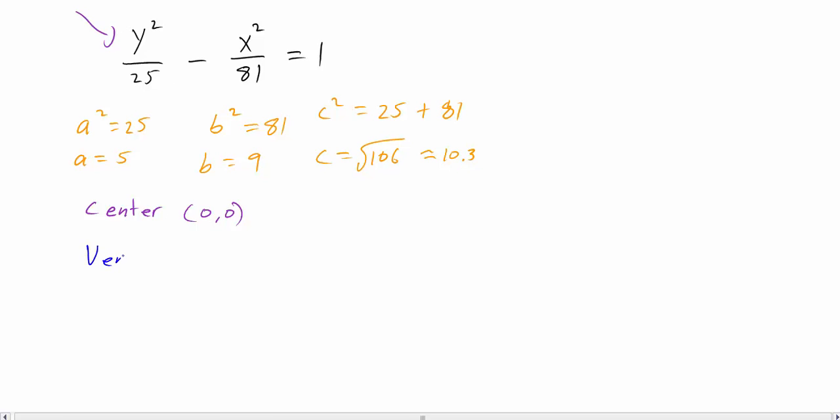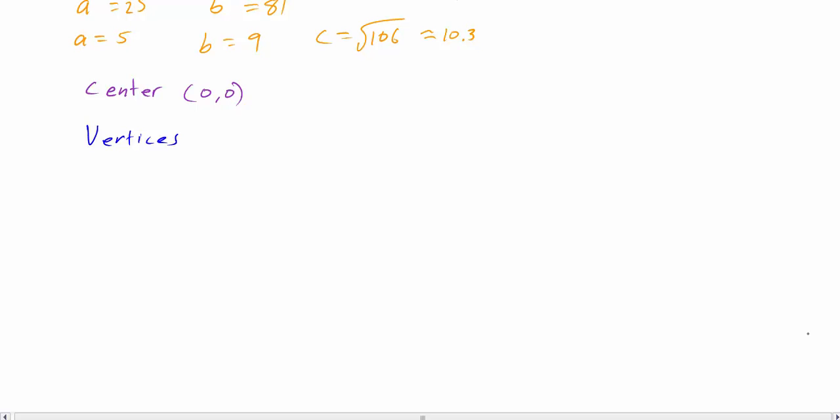And then if we go to calculate the vertices, well, let's look at the graph first. We're going to have our center at the origin.